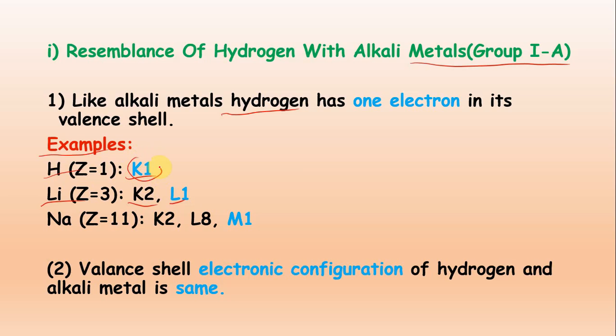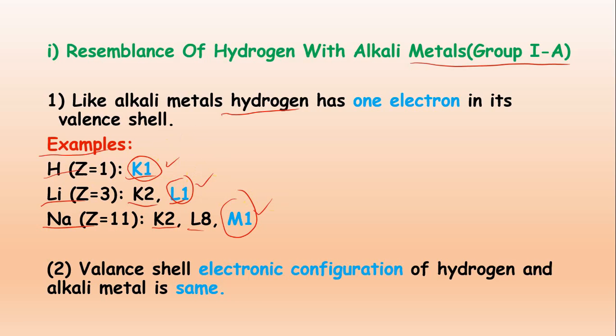So look here, 1 electron in the valence shell of hydrogen, 1 electron in the valence shell of the alkali metal. In the same way, sodium has atomic number 11. In the first shell we fill 2 electrons, in the second shell 8 electrons, and in the last M shell we add the last remaining electron, so there will be 1 valence electron. This is the number 1 property. It is very clear that hydrogen has 1 electron in its valence shell, and alkali metals like lithium and sodium also have 1 electron in the valence shell.